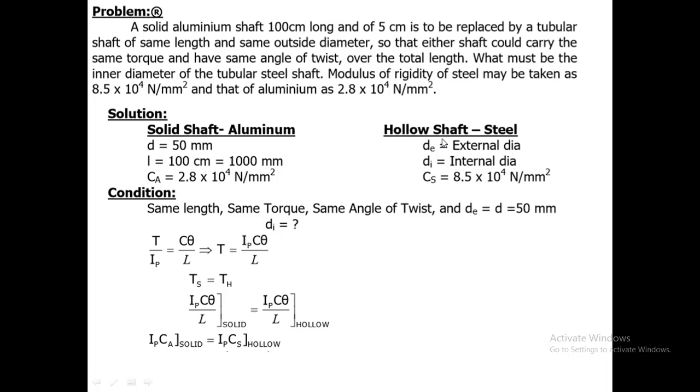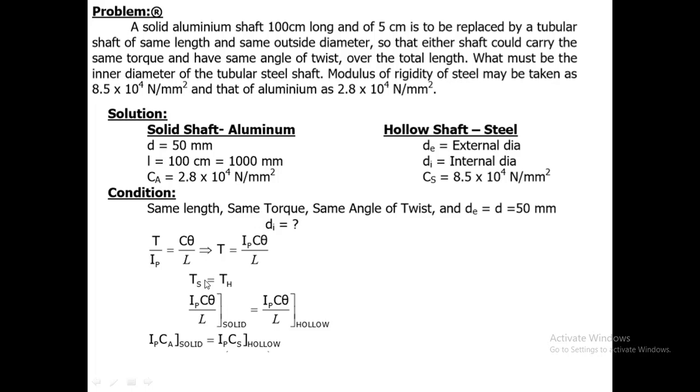So for the hollow shaft, which is made up of steel, the rigidity modulus GS or CS will be different, as given here, and the internal diameter is DI, the external diameter is DE. It is stated that the external diameter of the steel hollow shaft is equal to the diameter of the solid shaft, so DE is taken as 50 mm. So you have to calculate the value of the internal diameter of the hollow shaft.